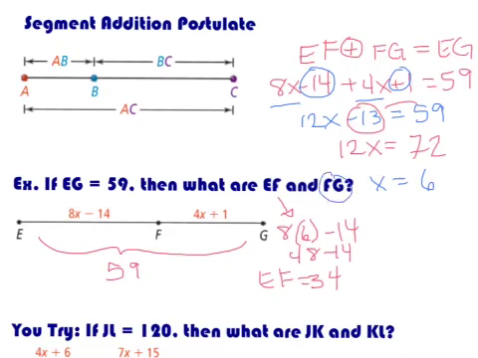To find the length of FG, again, 4x plus 1. I'm going to substitute in the 6. Multiply 4 times 6 and get 24. I'm going to add 1 to it, and I get 25. So the length of segment FG is equal to 25. And I can check to make sure that's right because 34 plus 25 should give me 59, and it does.